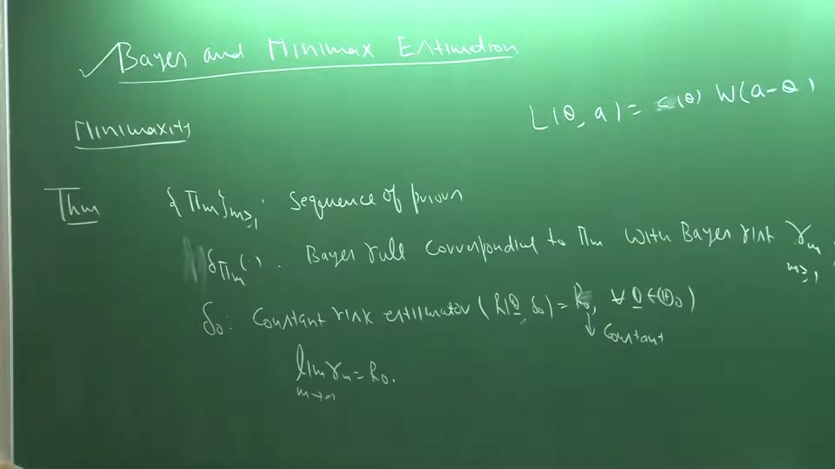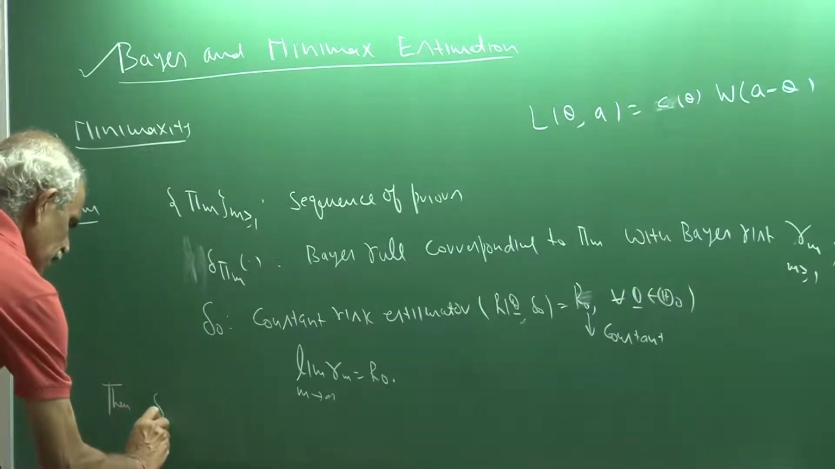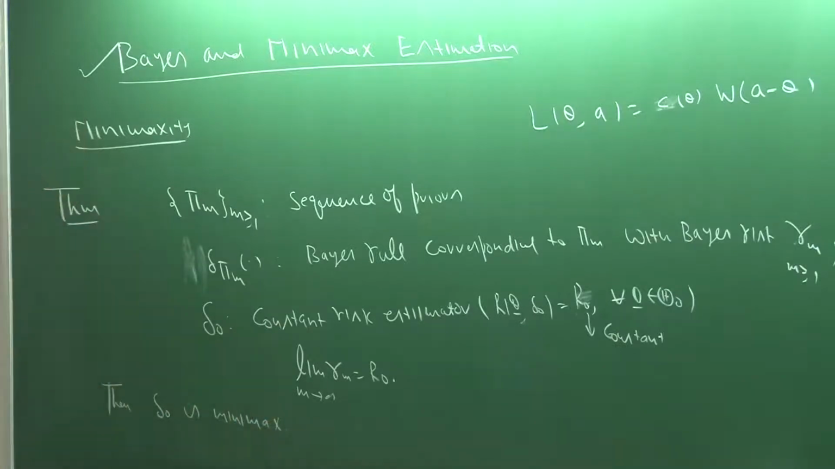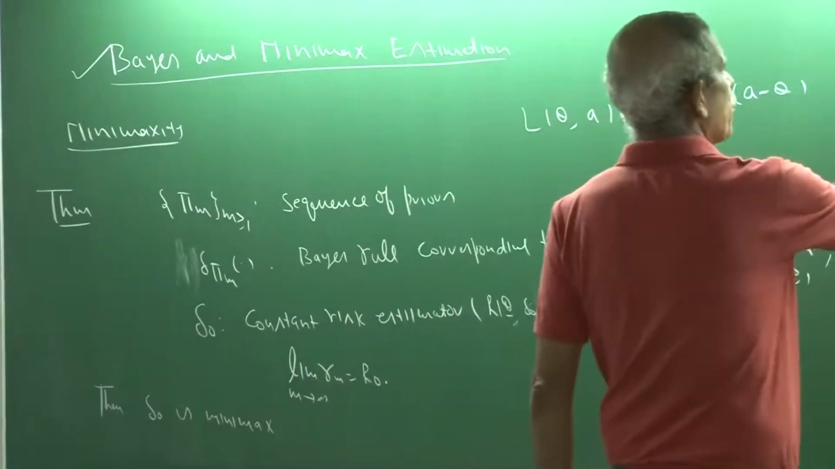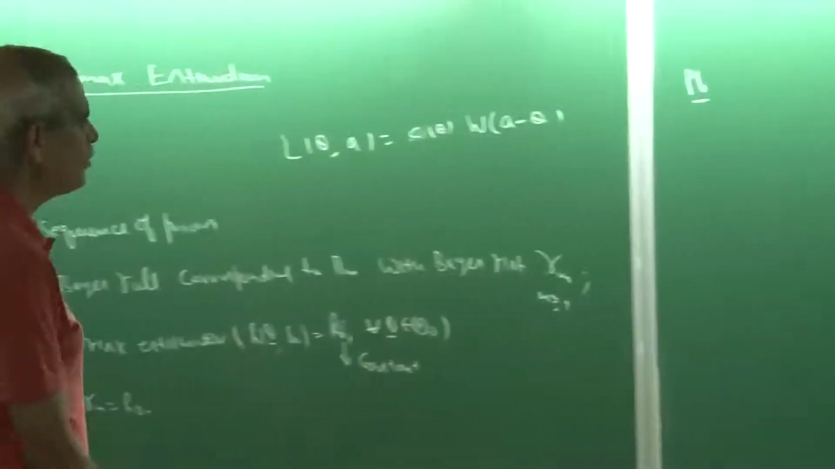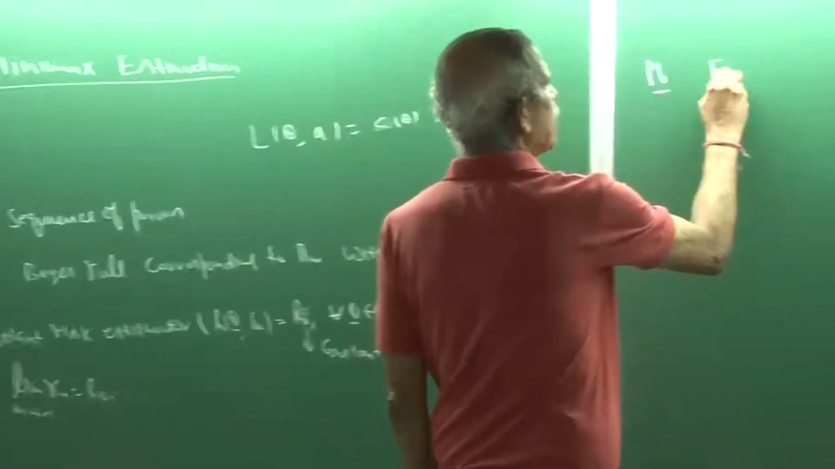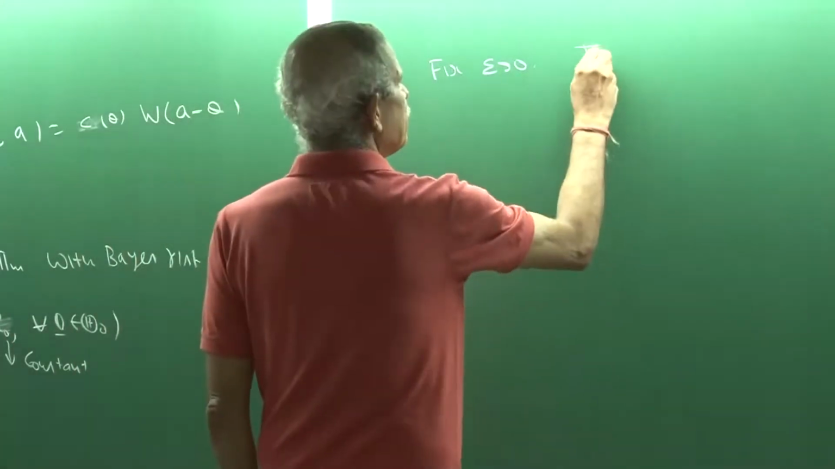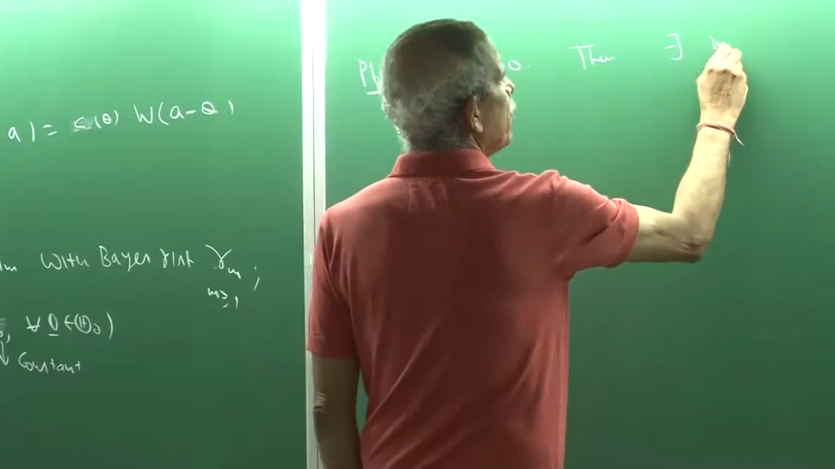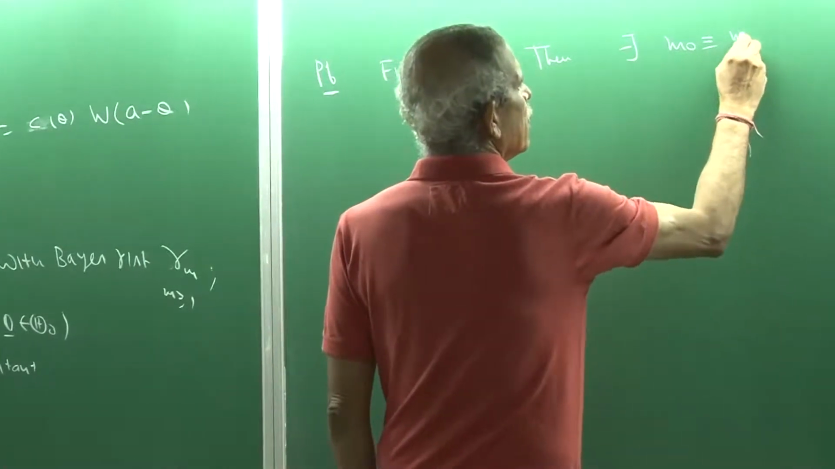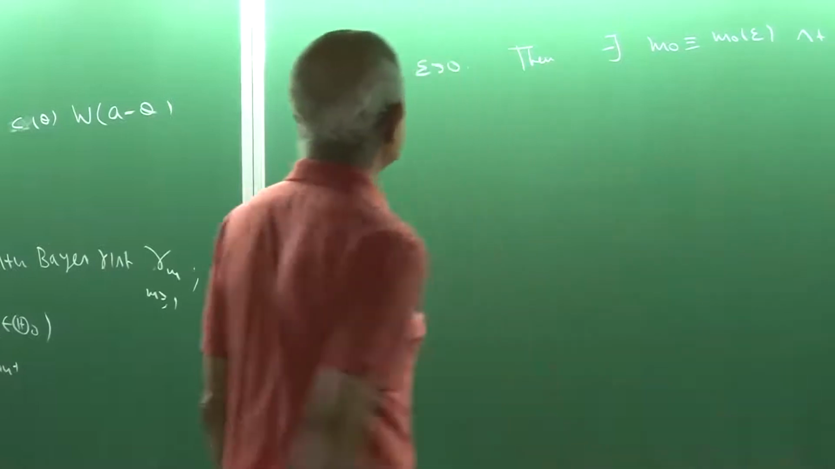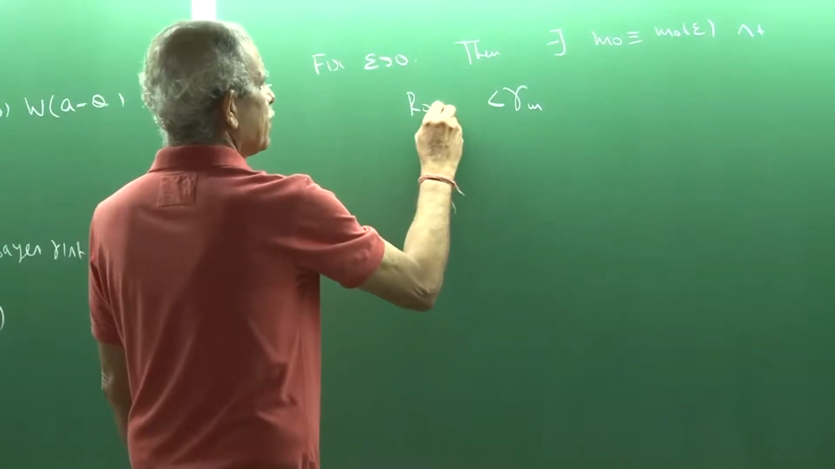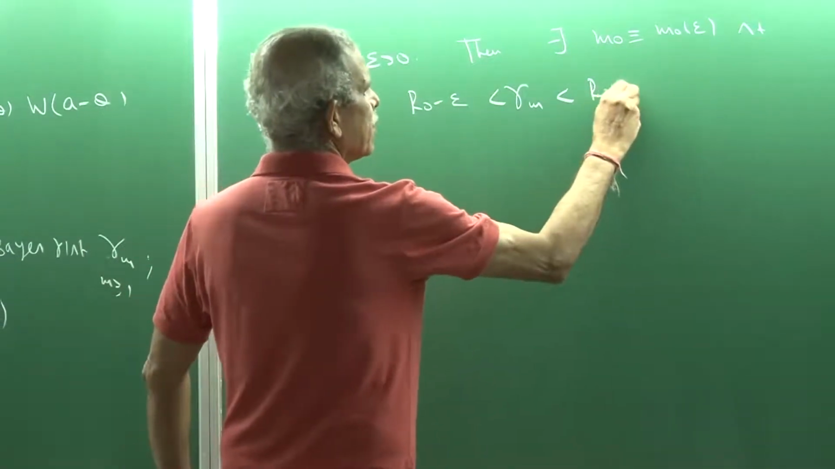If that happens, then delta naught is minimax. The proof is simple. I have to just approximate R naught through Rm. So fix epsilon greater than 0, anything arbitrary. Then there exists m naught, which depends on epsilon, such that Rm would always be between R naught minus epsilon and R naught plus epsilon.